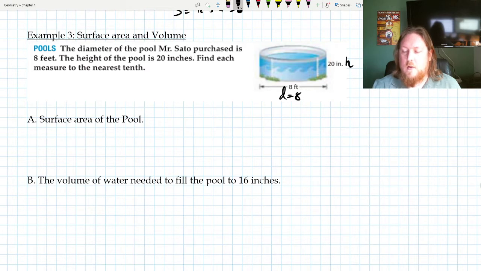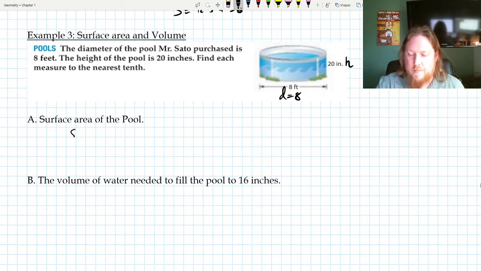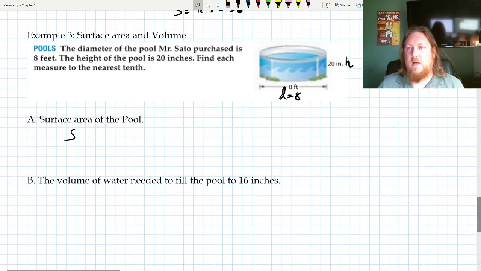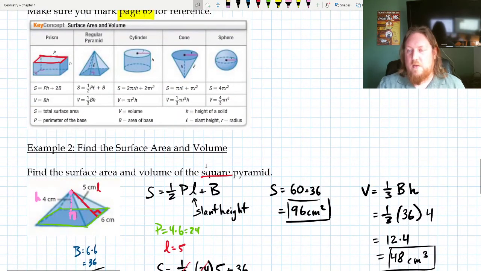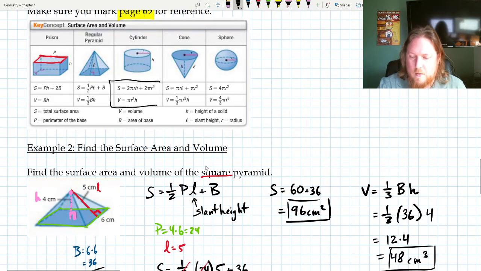The height of the pool is 20 inches. Find the measure to the nearest tenth. So, surface area of the pool. If I scroll back up here, or if you are on page 69, we're going to be using these two formulas. And this area right here is just the area of the base.